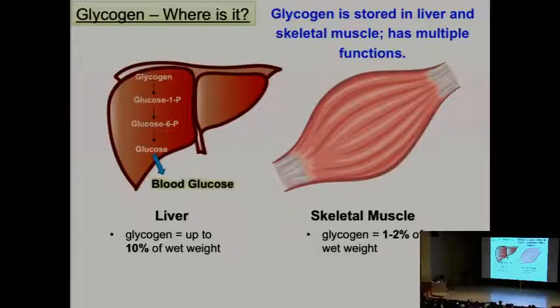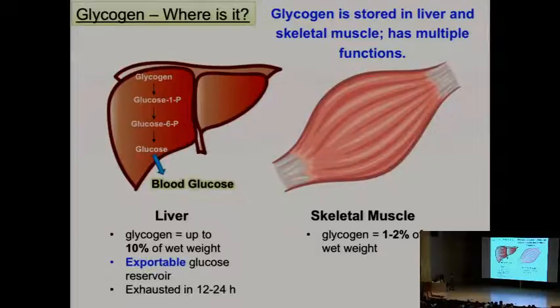I mentioned they have different roles. The liver is very altruistic with its glycogen. It breaks the glycogen down all the way into glucose, which it then exports into the blood so that other tissues of the body can have it. So the liver is very charitable in this way. It has an exportable glucose reservoir in the form of glycogen. And depending on your activity level, this store of glycogen can last for 12 to 24 hours.